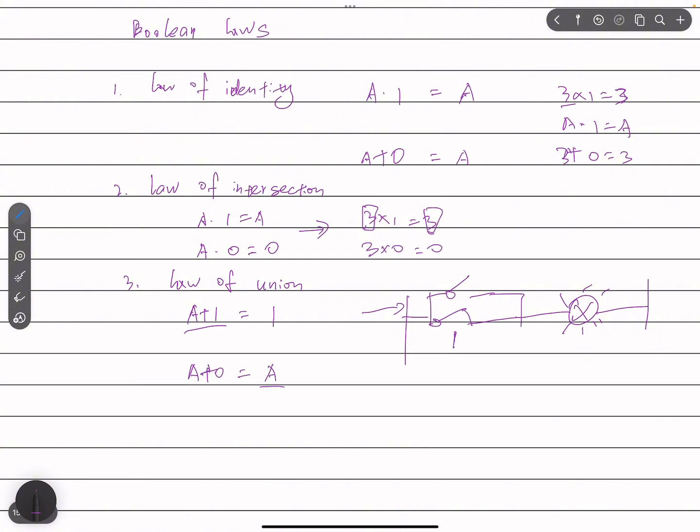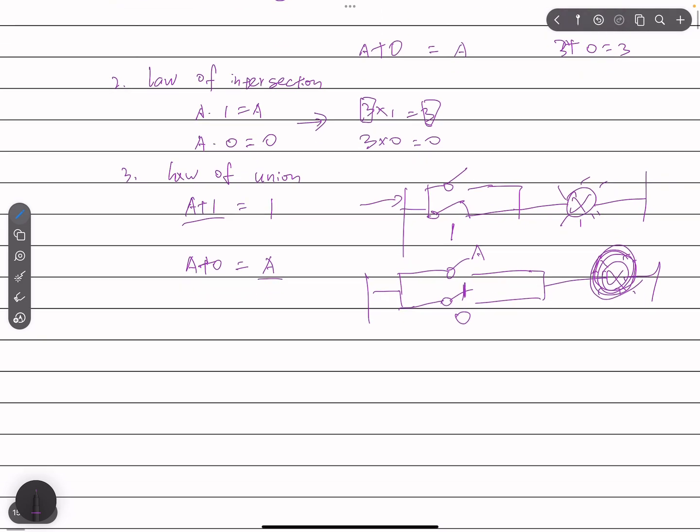Since the other one is always 0, this one's always open, so it never gives us 1. So the result will be based on the first one. If this one is closed, the light will come on. If the switch is open, the light will go off. It won't come on.